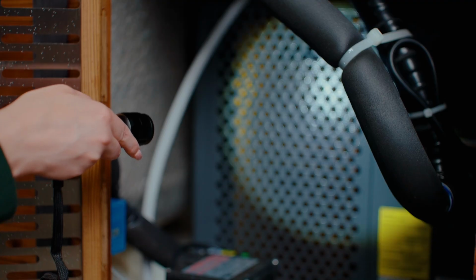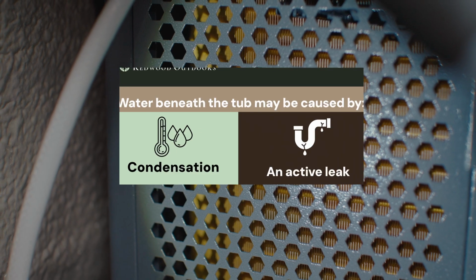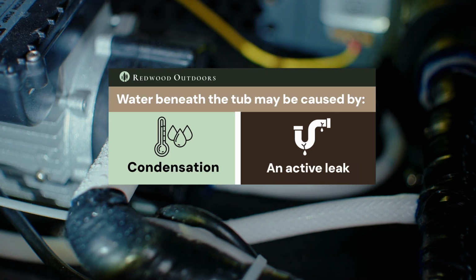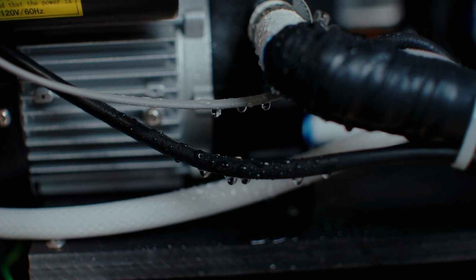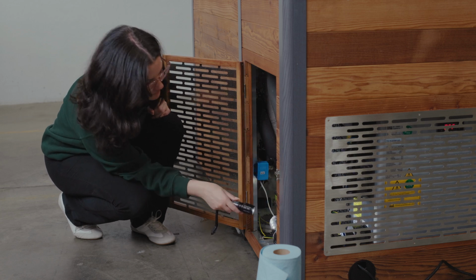leak may be present. Cold plumbing components and the chiller can also produce condensation during normal operation, particularly in humid environments. In some cases, condensation may create noticeable moisture or small puddles beneath the tub without indicating a plumbing failure. The presence of water alone does not confirm a leak. The most important step is identifying where the water is coming from.